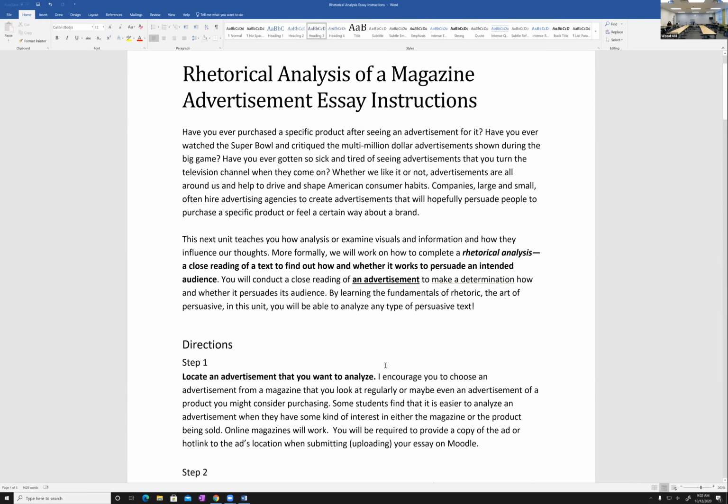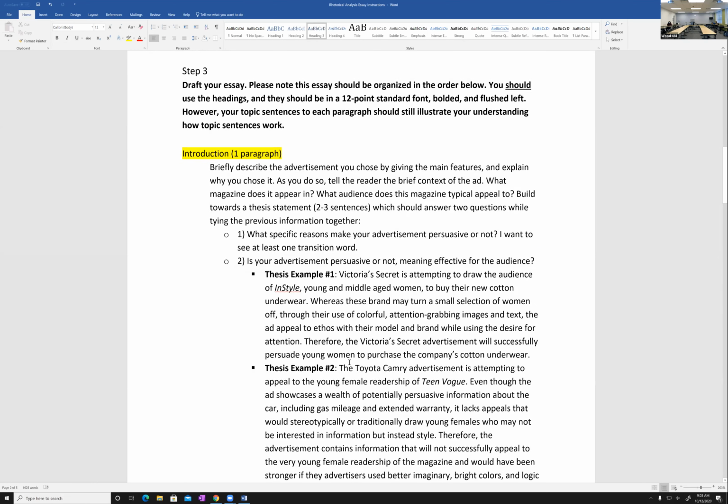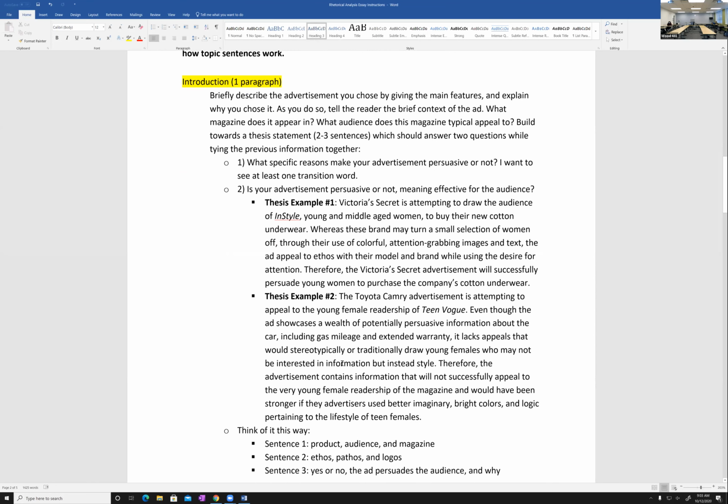Now, as I said before, one of the reasons this instruction sheet is so long, I mean, there's multiple pages, is because I tried to be as detailed as I can, helping you out with what each section is going to contain. And we're going to be spending our class time the next couple of weeks talking about elements for each of these sections. So the first section, which is introduction, in the introduction, I want you to briefly describe the advertisement you've chosen, talking about just main features, and then I also want you to explain why did you choose this ad.